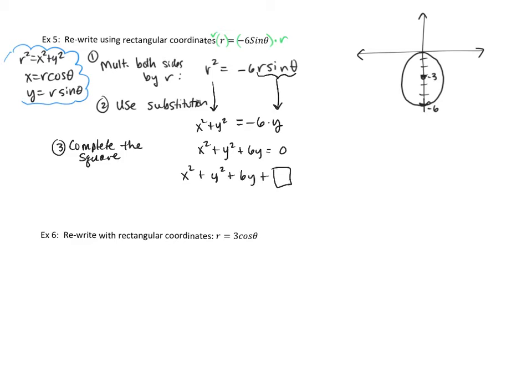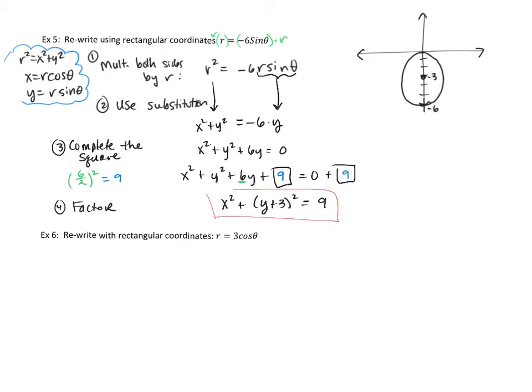We take that coefficient and split it in half. So we'd get 6 divided by 2 and square that. That's what we add to both sides. So we'd add plus 9, and just make sure that we add that to both sides. And then we can factor. So we would have x squared plus (y plus 3) quantity squared is equal to 9. And that would give us the same graph that we just came up with using the polar graph, where we have a radius of 3 and a center at 0, -3.